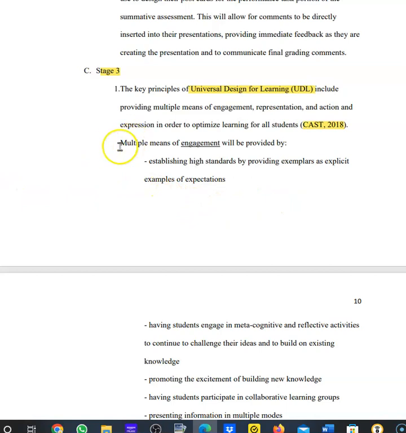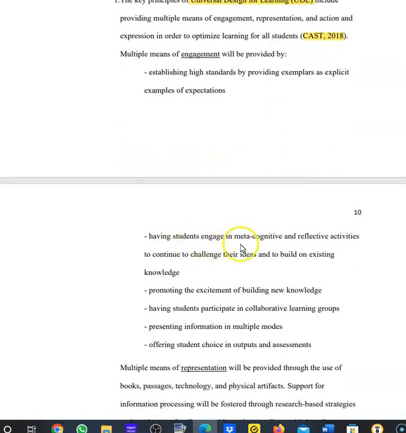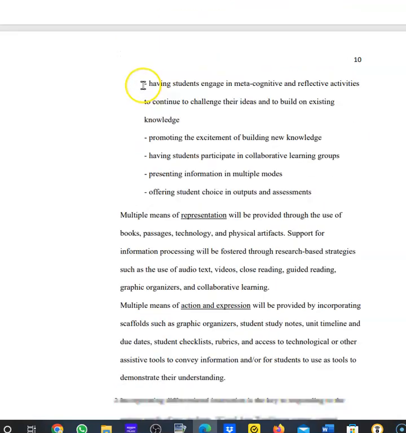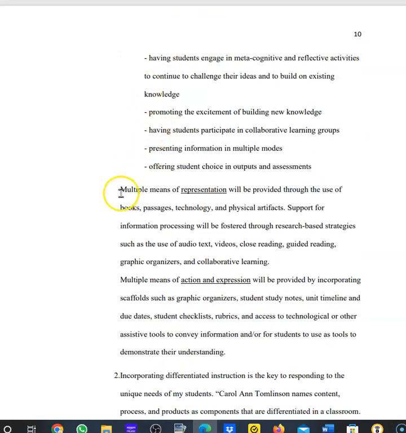All right, then, this is the most simple way to do this section. Multiple means of engagement will be provided by colon, and bullet it or even put it into a narrative, but engagement, establishing high standards, having students engage in this and this. Now, this is very detailed. You have to do the same thing in Unit 2.